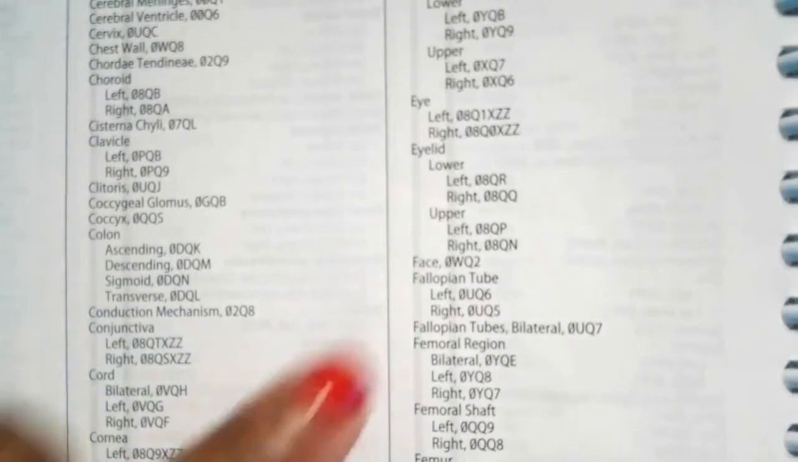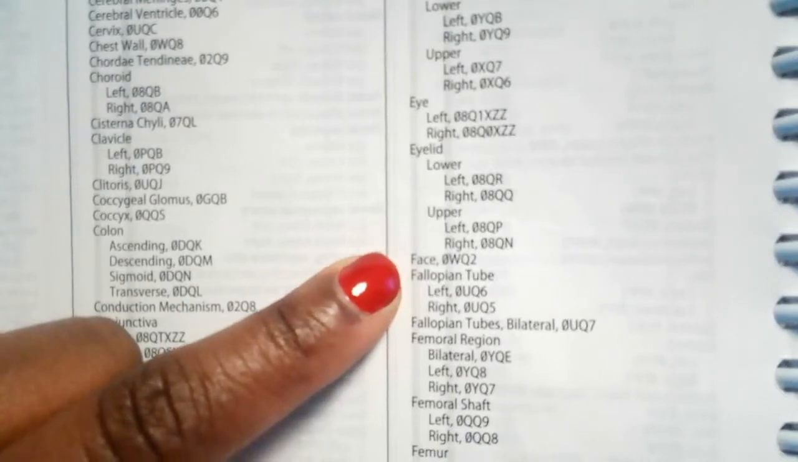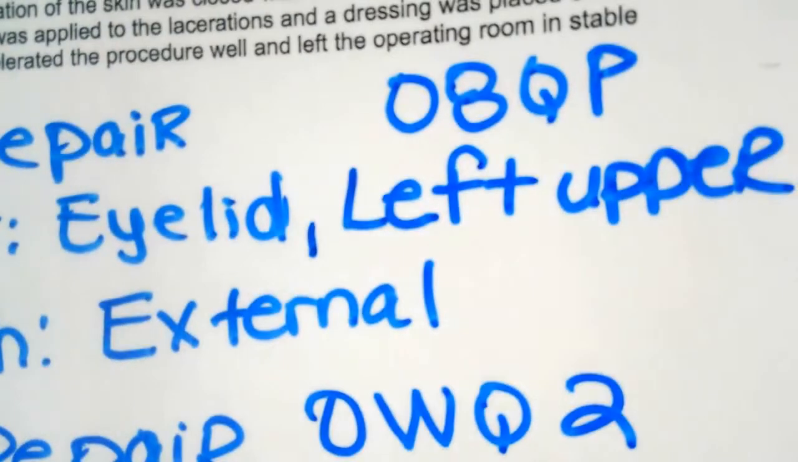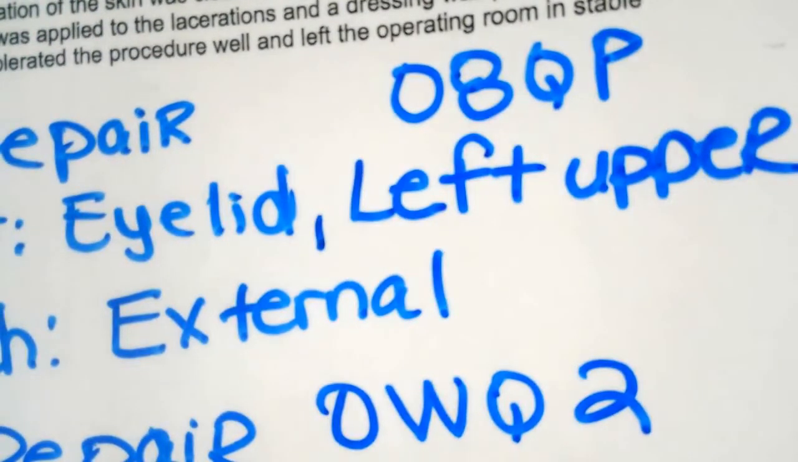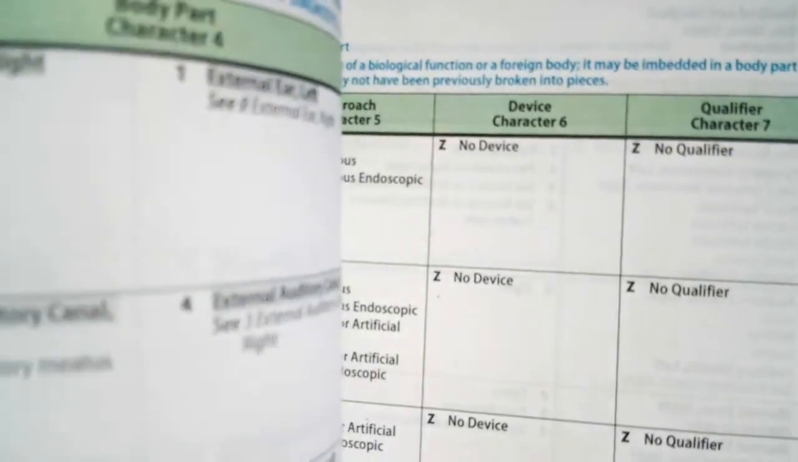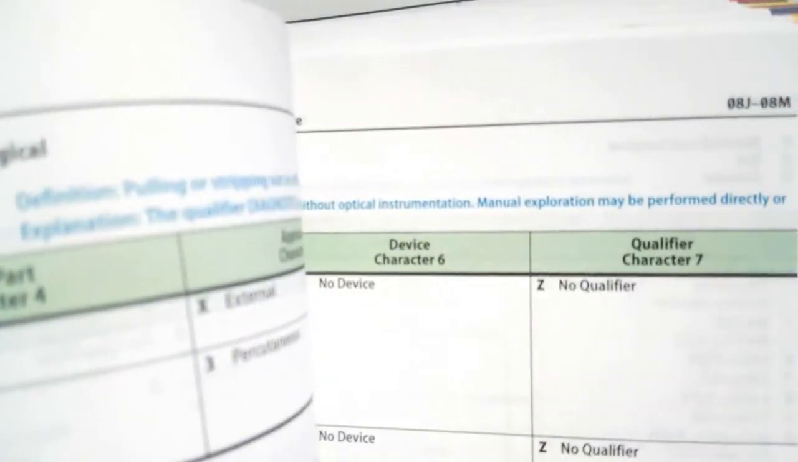All right, guys, so I happen to see face right here, which is table 0WQ2. Let's write that down. 0WQ2. All right, guys, so now I am going to be picking up both of my codes. And so I must go over to those tables, of course. So first up, table 08Q.